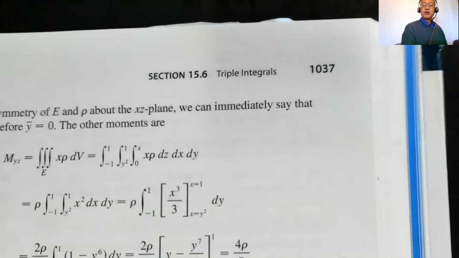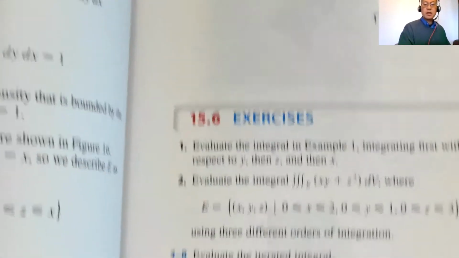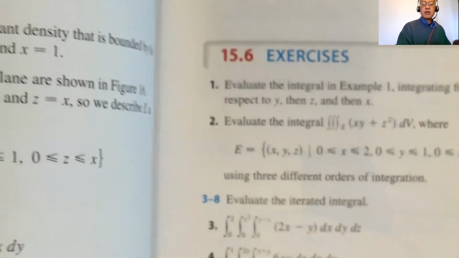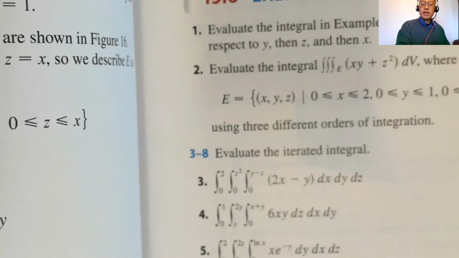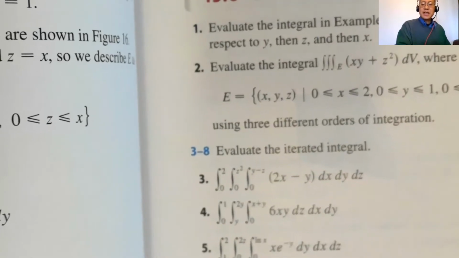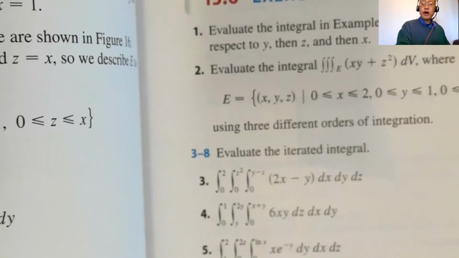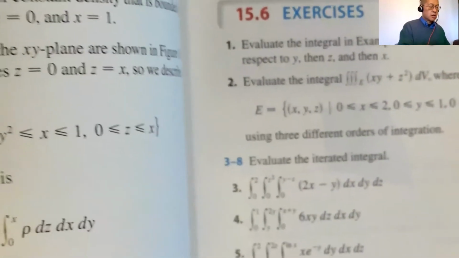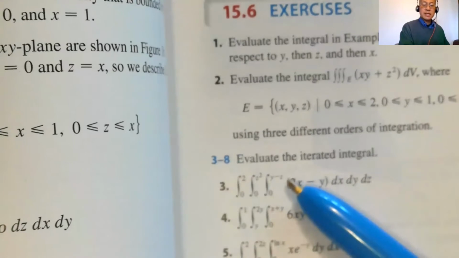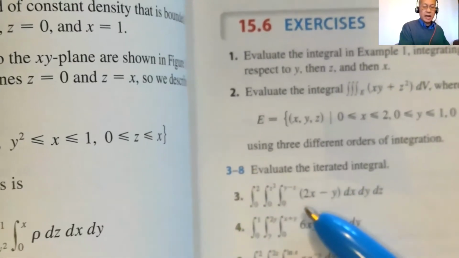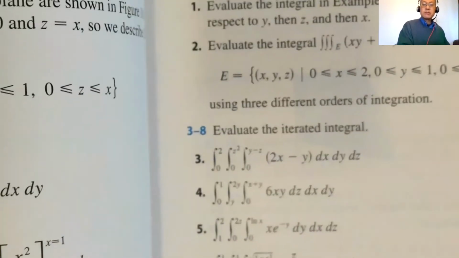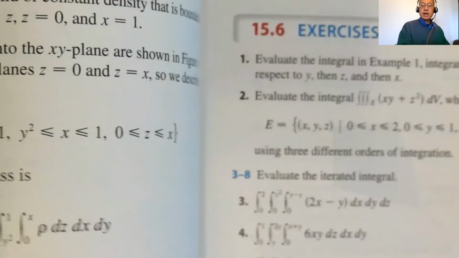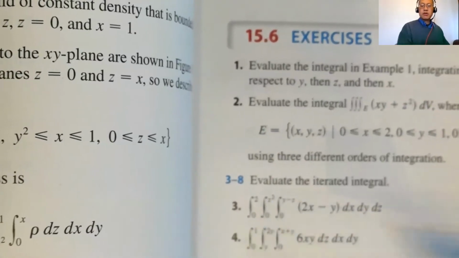Let's take a look at some of the homework problems, page 1037. Take a look at, say, number 3. It goes dx, dy, dz, so the inside is x. That means the limits for x are allowed to have y and z. You're allowed to have the other 2 letters. So you can see here, x goes from y minus z. Then once you get to y, notice y goes from 0 to z squared. Then z goes from a constant to a constant.